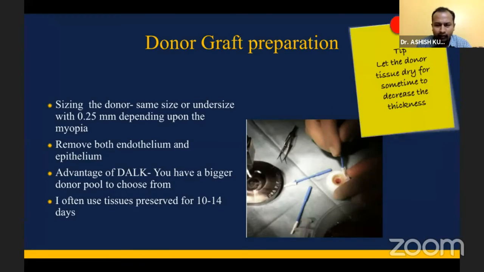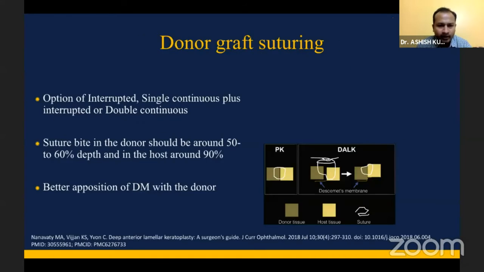Again, a very important tip here would be, since these therapeutic tissues are very thick and bulky, it becomes difficult to suture. So always keep them dry for 10 minutes before you use them. Then the cornea becomes dehydrated and actually much less bulky, and it'll be easily sutured. Again, you have the option of suturing with interrupted sutures or continuous sutures.